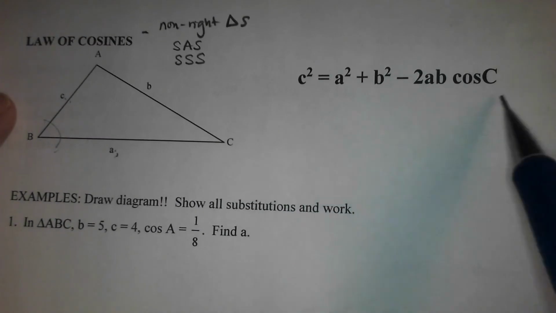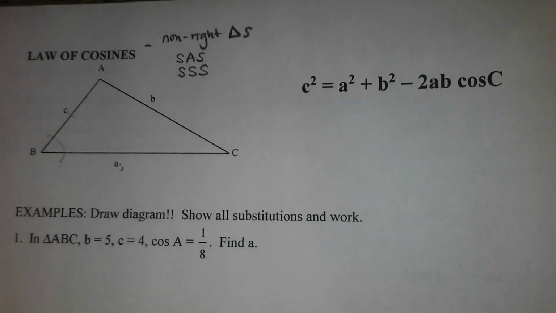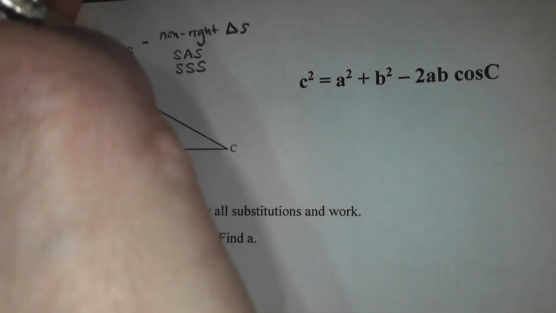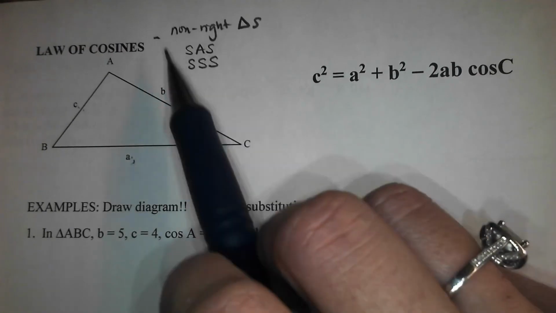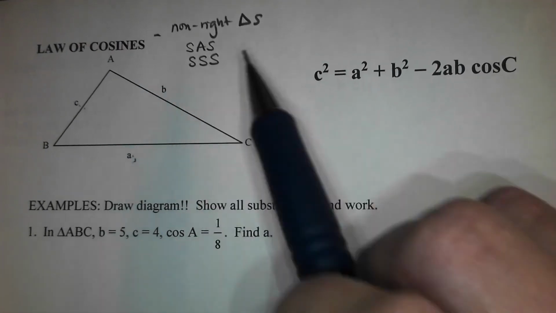This is the law of cosines formula. Clearly, it's much more complex looking. It's not a direct proportion like the law of sines is. So if you have a choice between the two, you definitely want to go with the law of sines anytime you have that opposite angle, opposite side. But these are the situations where you're going to have to use the law of cosines.